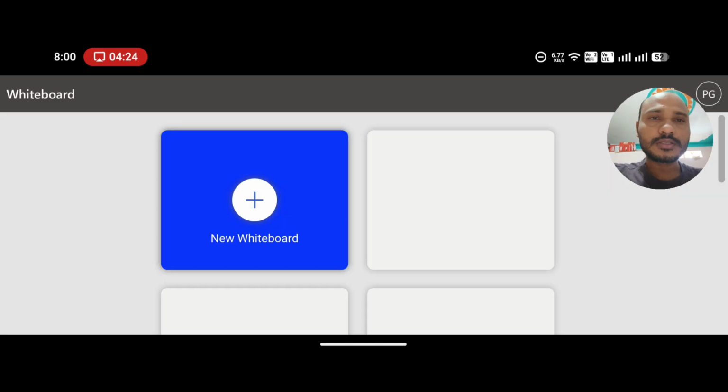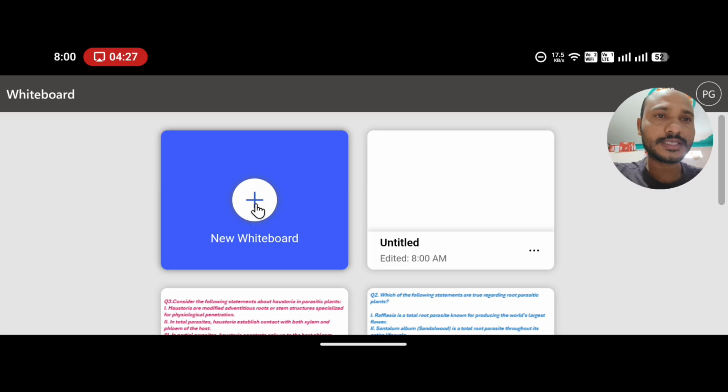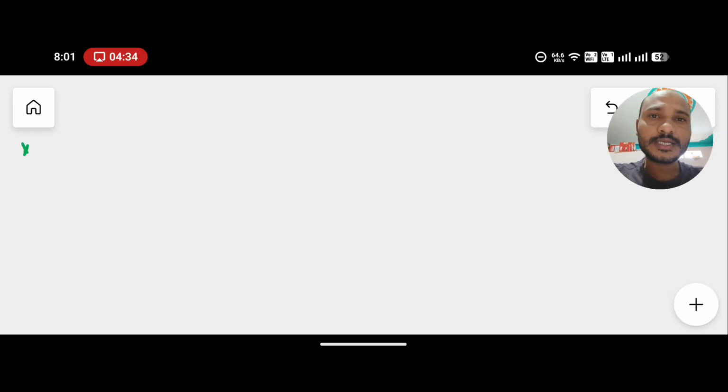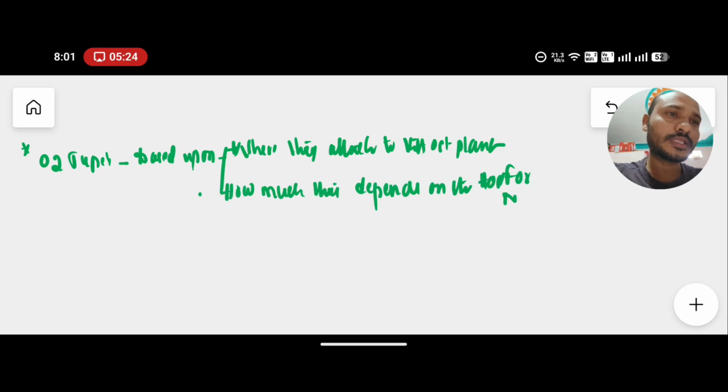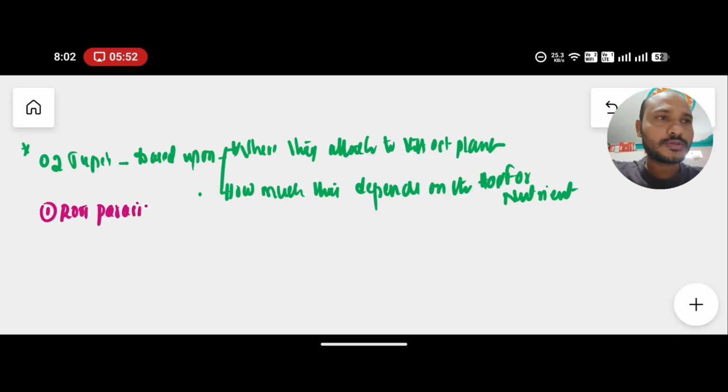And coming to the types, or classification, of parasitic plants. Generally, parasitic plants are classified into two types based on where they attach to the host plant and how much they depend on the host for nutrients. So based on these two criteria, we have two types of parasitic plants. One is root parasitic plants and the second is stem parasitic plants.